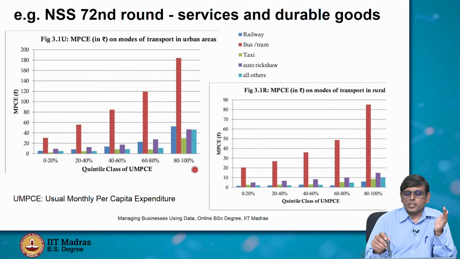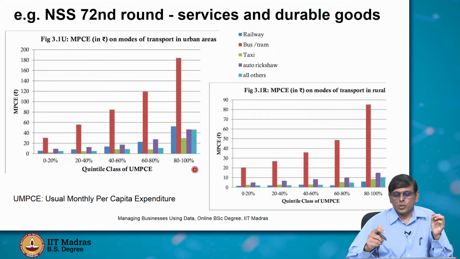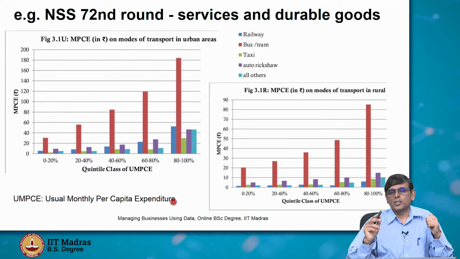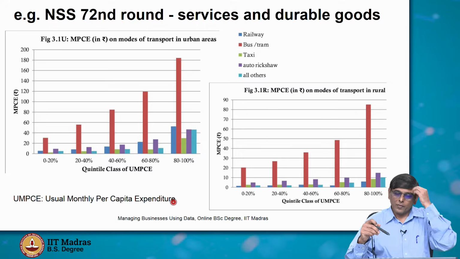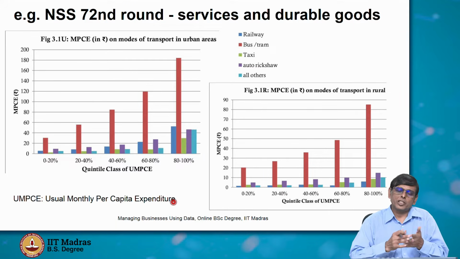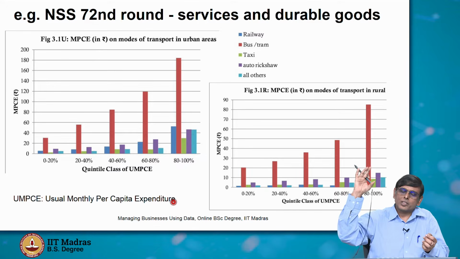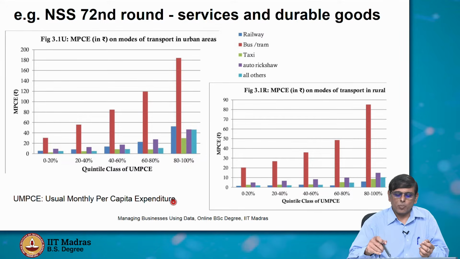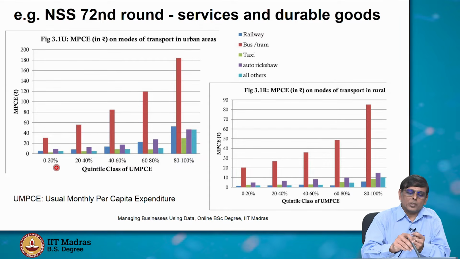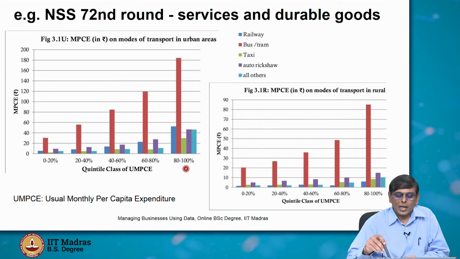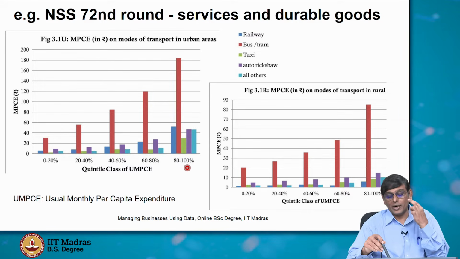We have divided the population into five quintiles, based on their usual monthly per capita expenditure. You calculate the total expenditure of the household and sort all of them. The people who fall in the top 20% of expenditures are in the top quintile. People in the bottom 20% of expenditures are in the bottom quintile, and the others are in the middle somewhere.